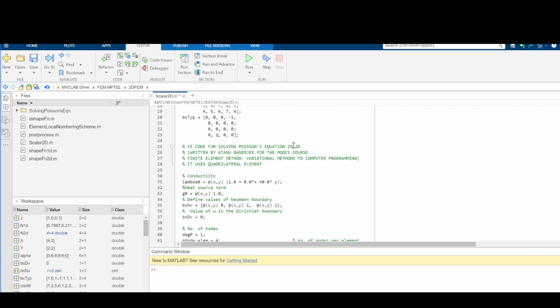So now we define the conductivity. We consider a constant conductivity of 5.0. And sorry, conductivity here is 2. Then our heat source term is 5.